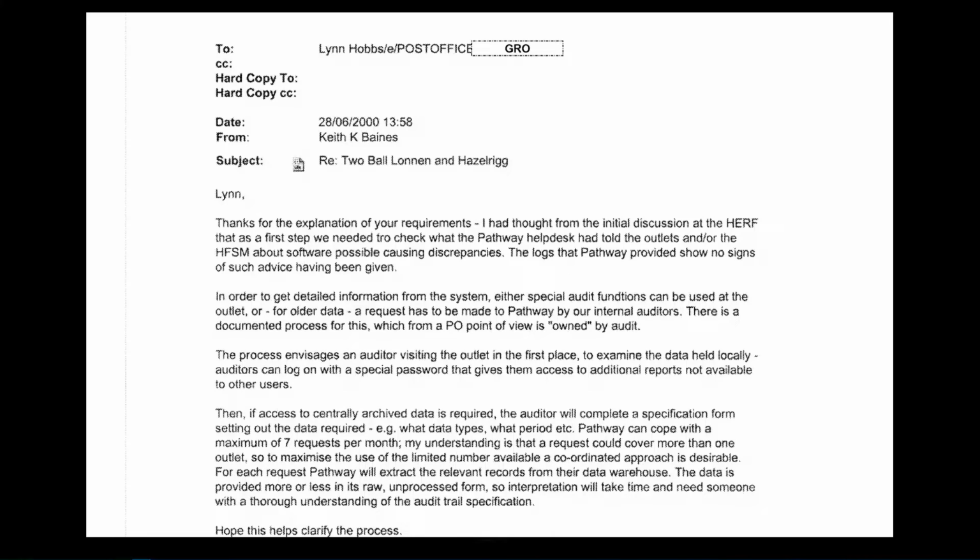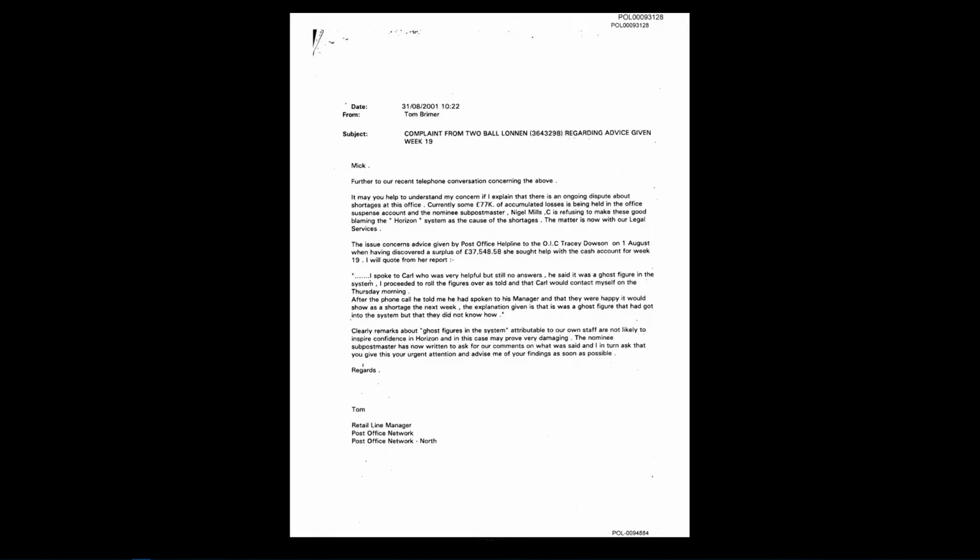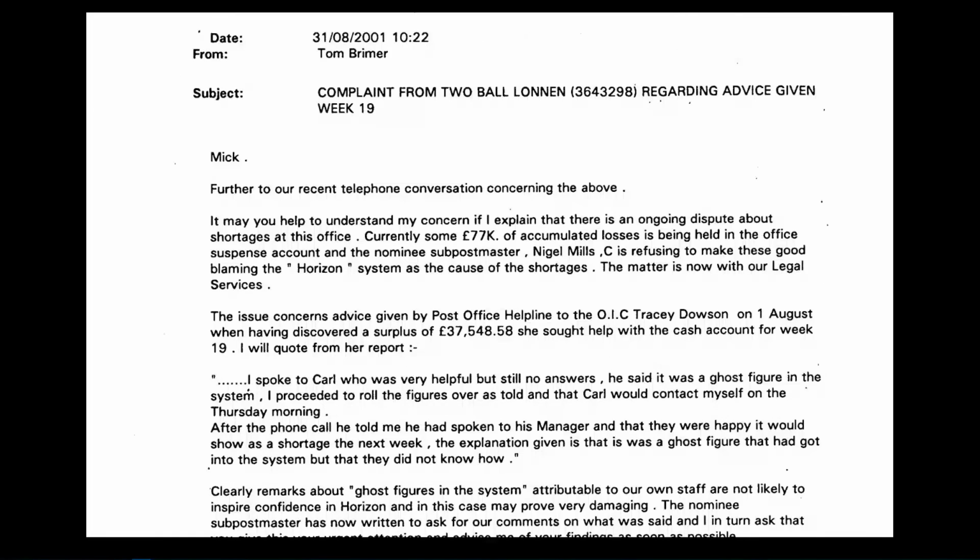Can we look at Pol 000933128, please? This is still with Tubal Lonnan. Here we're in August 2001, so quite a considerable time later. And this is an email from the retail line manager. And he says, it may help you to understand my concern if I explain there's an ongoing dispute about shortages at this office. The sub-postmaster is blaming the Horizon system for the shortages.